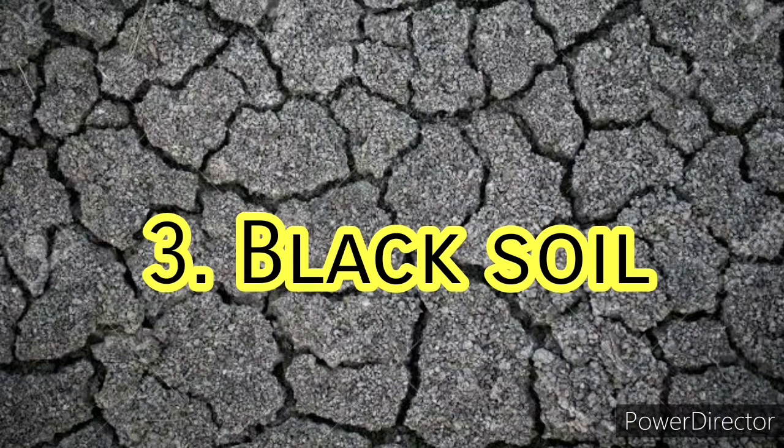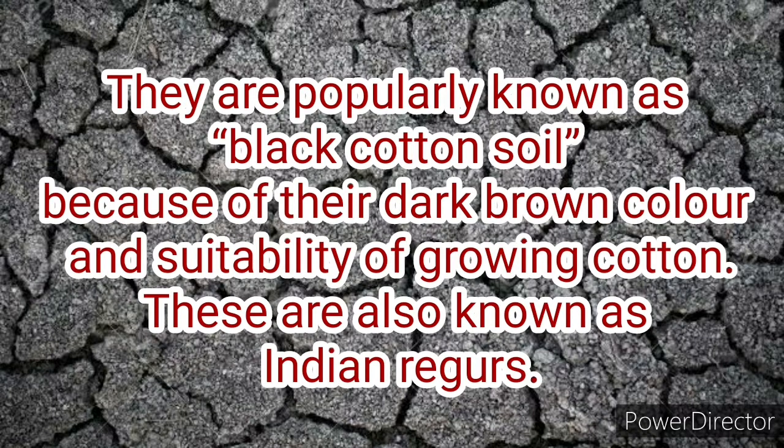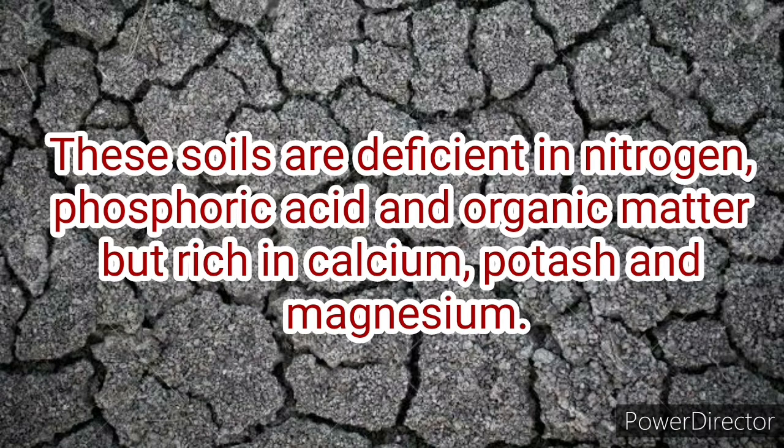The third is the black soil. These are mostly clay soils and form deep cracks during dry season. An accumulation of lime is generally noticed at varying depth. They are popularly known as black cotton soil because of the dark brown color and suitability for growing cotton. These are also known as Indian regur. These soils are deficient in nitrogen, phosphoric acid and organic matter, but rich in calcium, potash and magnesium.